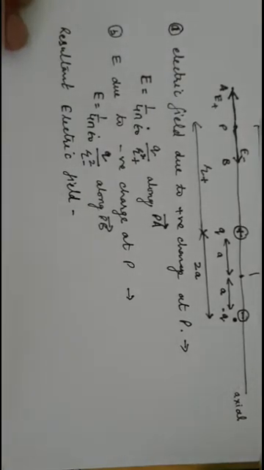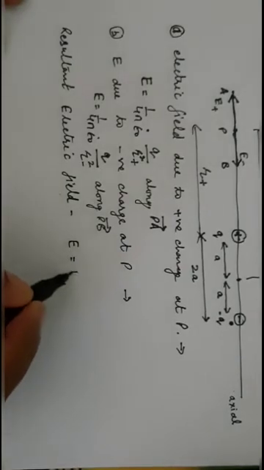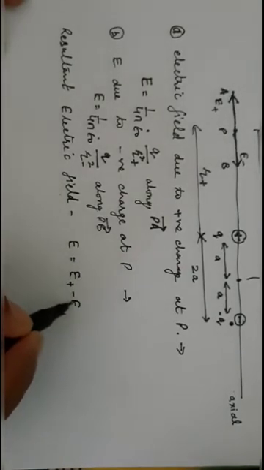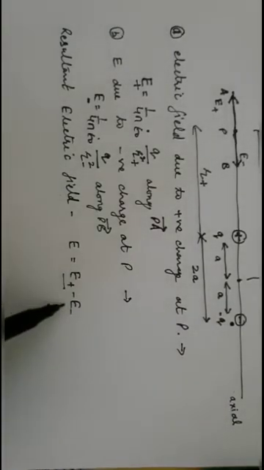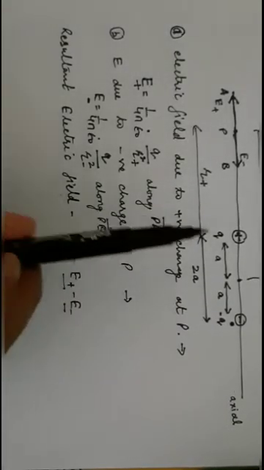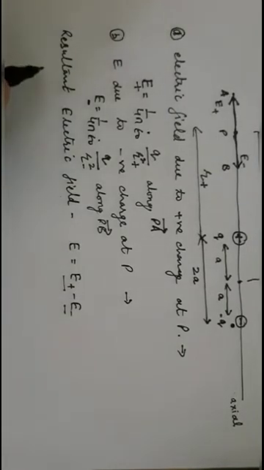So the resultant electric field is equal to E positive minus E negative. Here the magnitude of E positive is more as compared to the negative, so I took it as E positive minus E negative. The positive charge is nearby this point, so the magnitude will be greater. So we put the value of E positive and E negative from above.